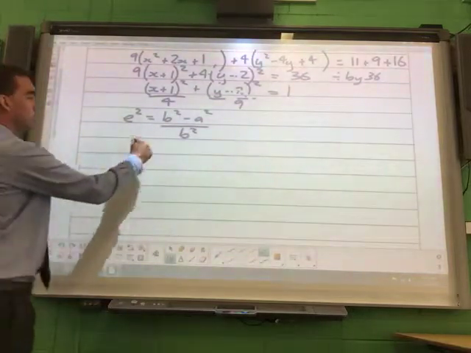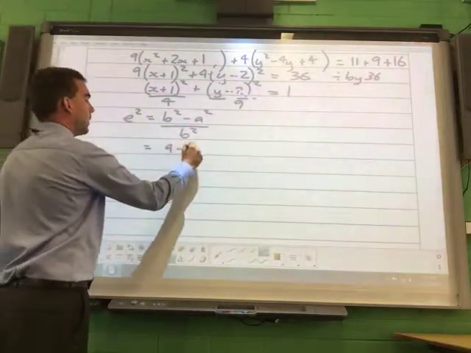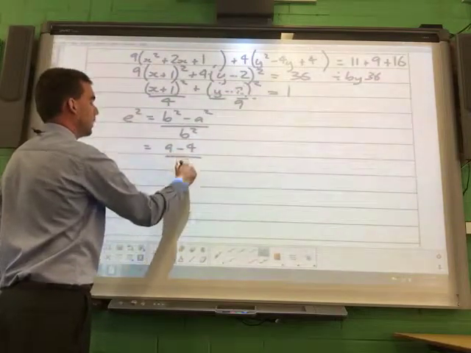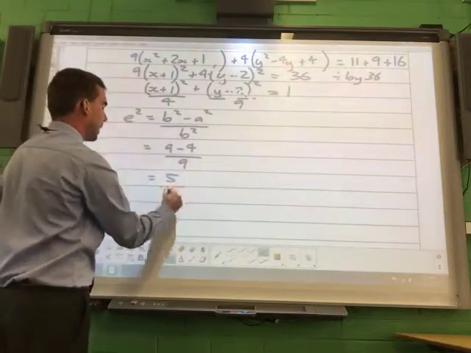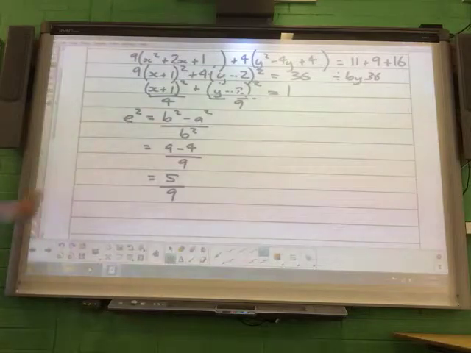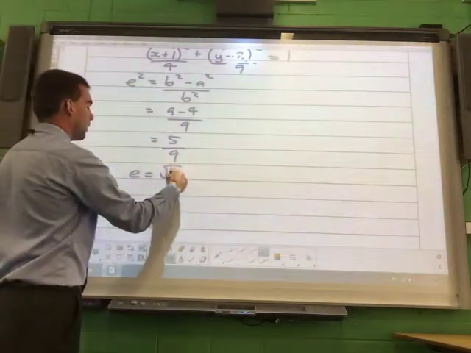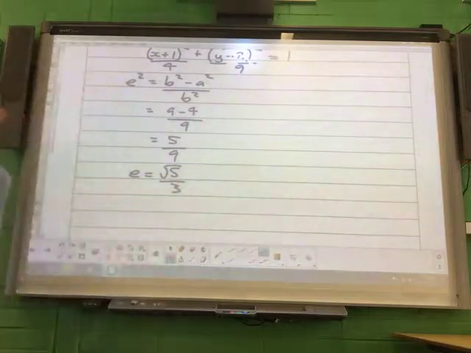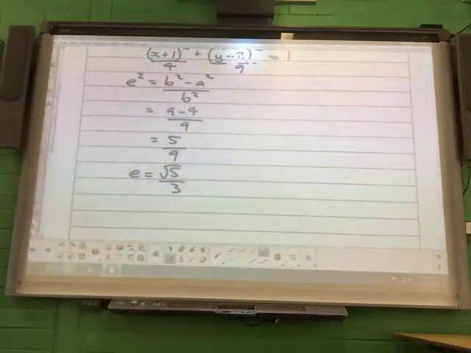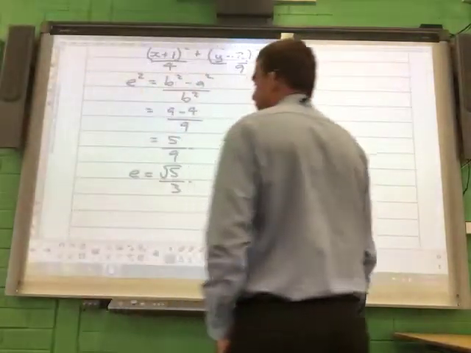So b squared is 9, take away 4, on 9, so 5 over 9. So e is going to be root 5 on 3. We're just considering the positive value because the eccentricity is a positive ratio. Now that we've determined the eccentricity, we can go ahead and determine the foci and directrices.